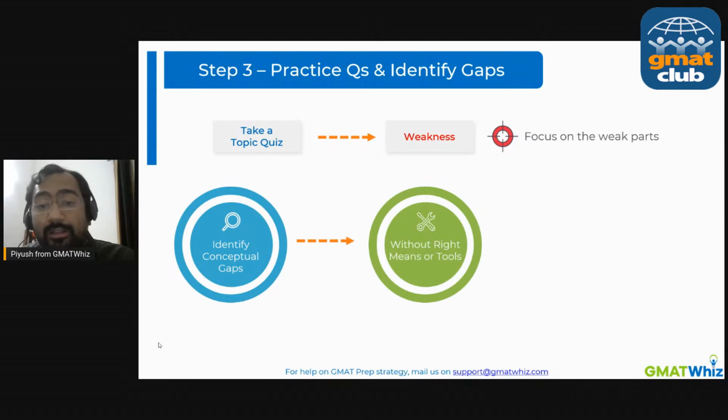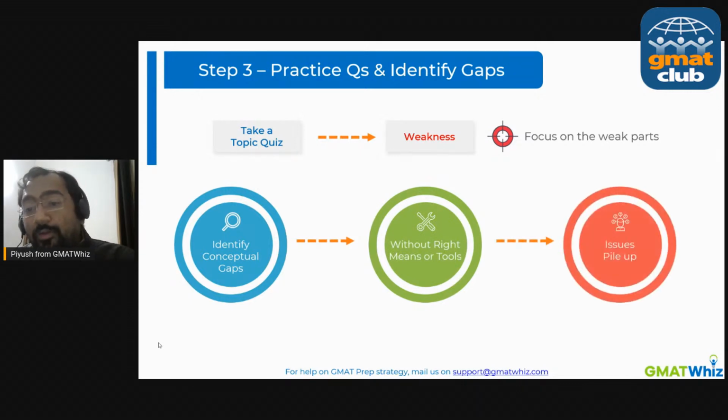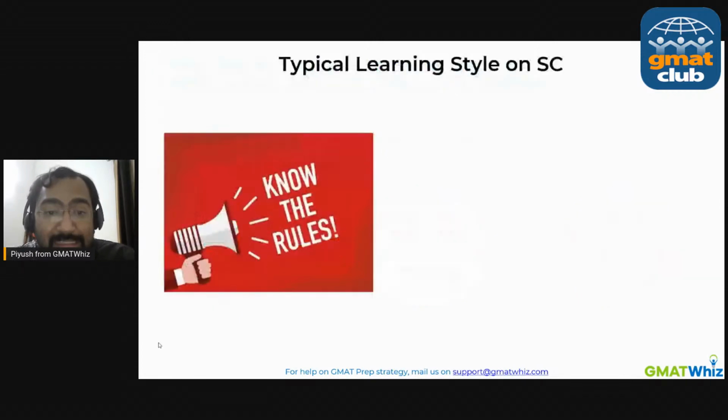Because if you don't work on the weak parts, your issues will continue to pile up and you won't realize it, but in the more advanced concepts, you will start facing issues. Okay, so let's put it into practice. I'm just trying to help you understand how to do this for sentence correction. And remember the 3 steps, guys. For every topic, learn the concepts, then expose yourself to all variations and learn the right method, and then practice questions. These 3 steps have to be followed.